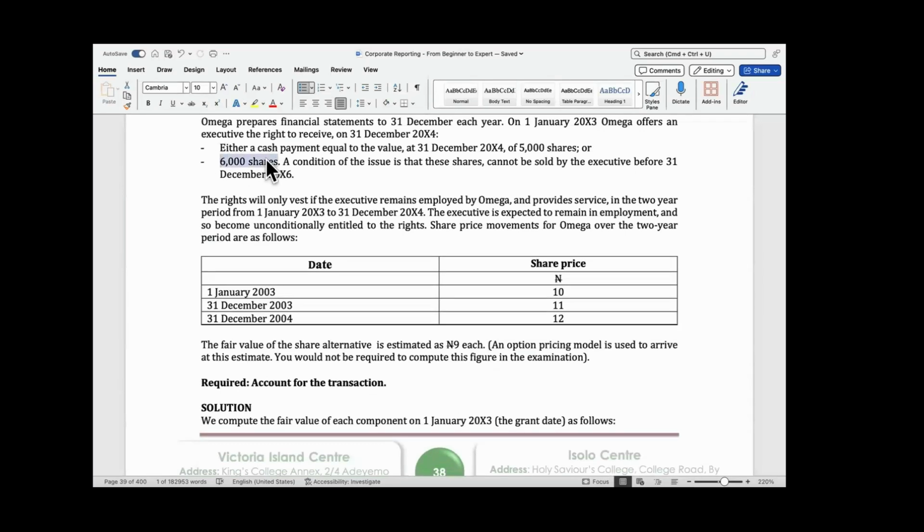It will be 6,000 shares. 6,000 shares multiplied by what's the share price? 9 naira. That's the fair value of the shares, 9 naira here, at the grant date. That gives us 54,000. That's the fair value of the entire package itself.